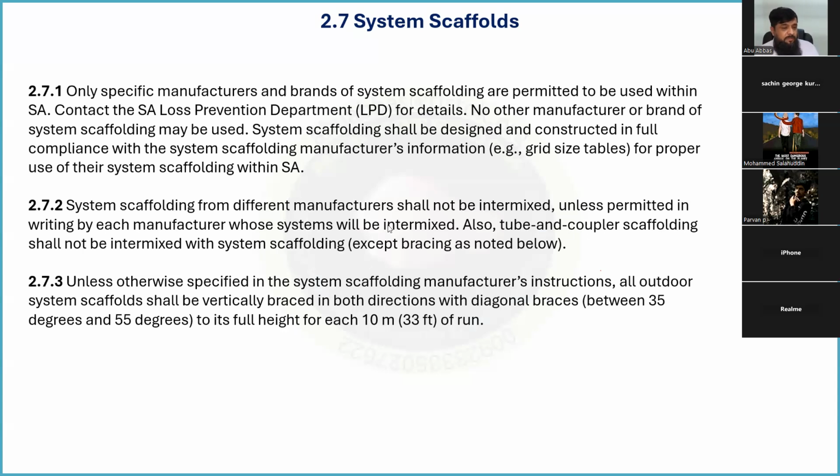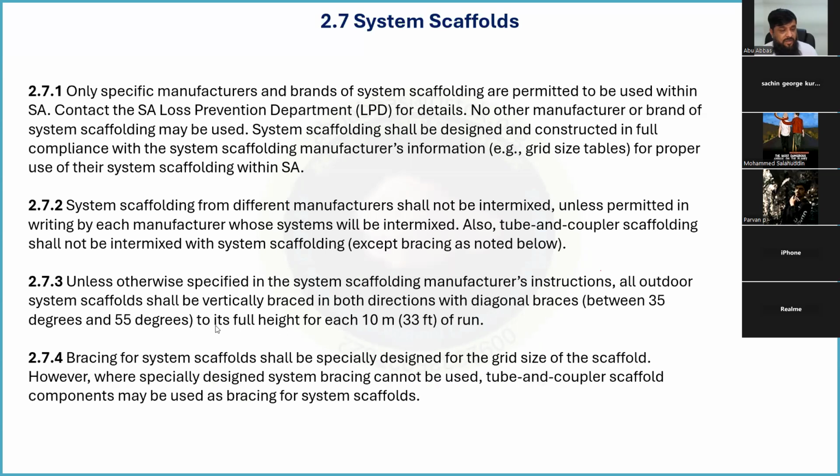Anyhow, coming back, the system scaffold from bottom to top, every 10th meter we have to go with full height bracing. Bracing for system scaffold shall be specifically designed for the grid size of the scaffold, the bay length, or even the transverse width of the scaffold. However, where specifically designed system bracing cannot be used, tube and coupler scaffold components may be used as bracing for system scaffold.